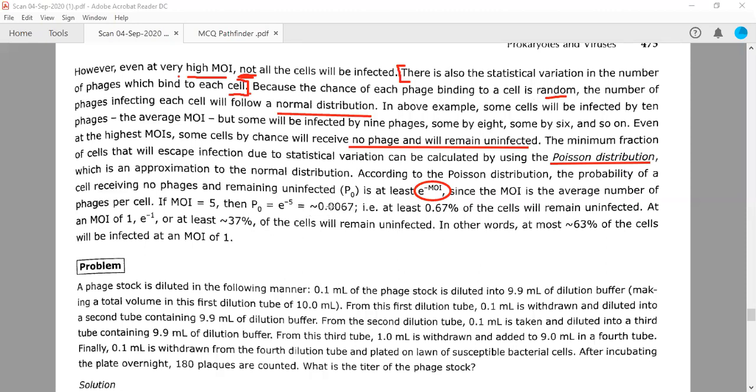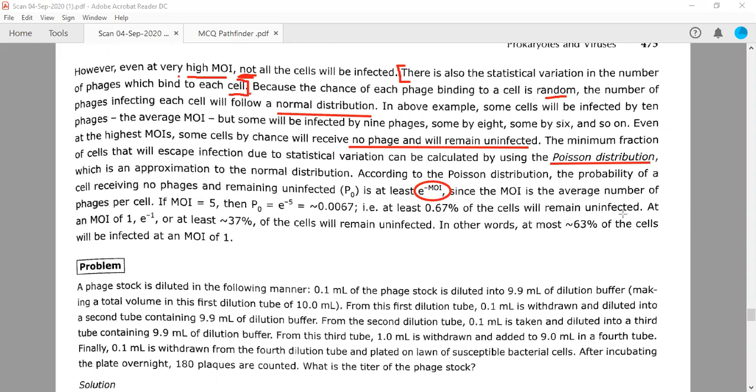If you have a calculator, you can calculate this. If you put e to the power minus 5, you will get 0.0067, which, if you calculate the percentage of this number, is 0.67%. So it is showing that if you have 5 viruses per bacterial cell available, still you have a chance that 0.67% of cells will remain uninfected.